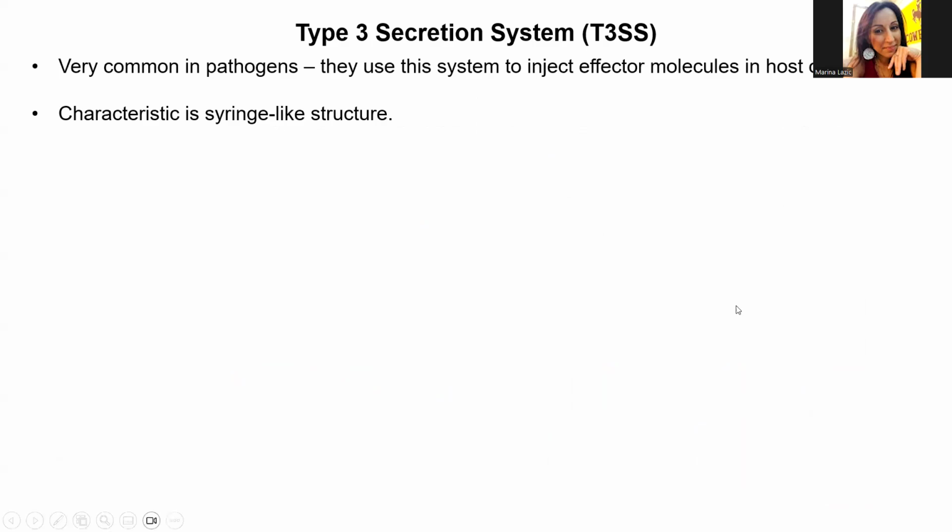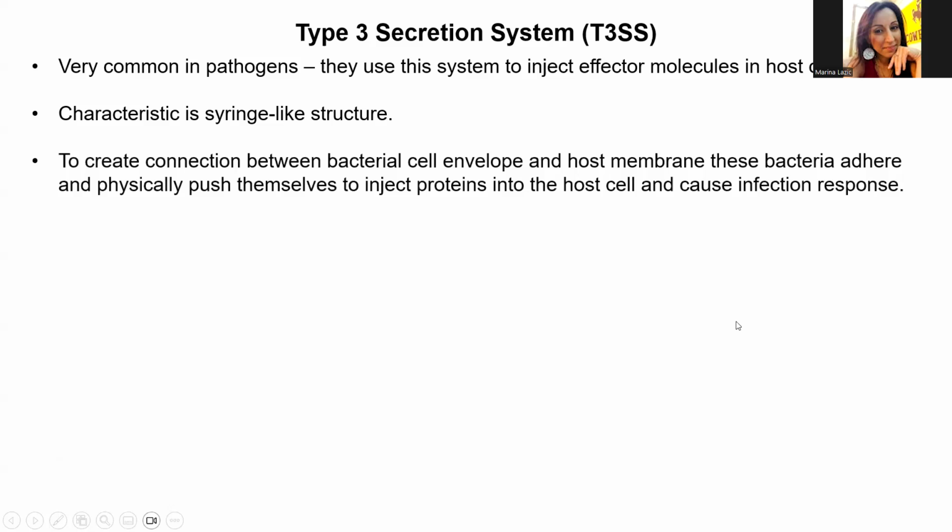So the landmark for the type 3 secretion system is this syringe-like structure. In order to attack the host cell, the pathogen has to attach to the host cell. So these pathogens have to do that adhesion onto the host cell first, and then you will get injection of hydrolytic enzymes or proteins or toxins that the pathogen will inject through this system into the host cell.